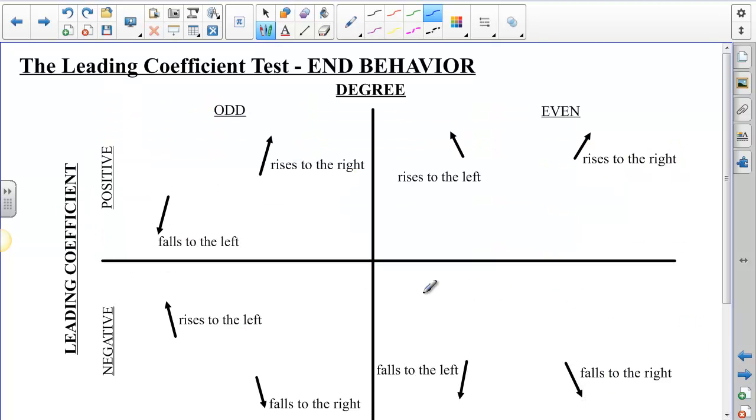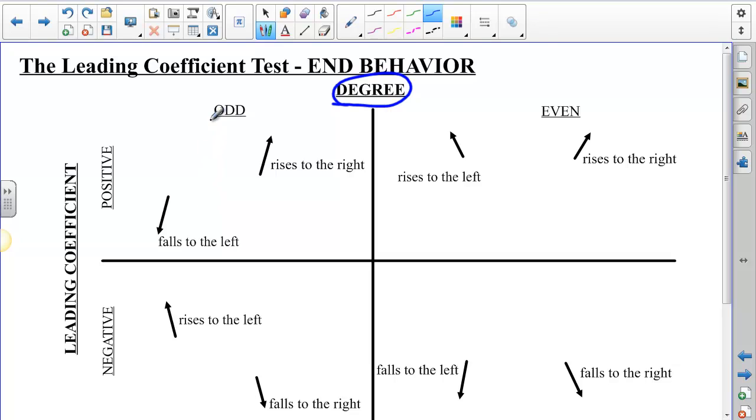As I said earlier, the degree and leading coefficient tells us some things about the end behavior of the polynomial. And this is a little table you should remember from last year in Algebra 2. Basically, we're looking at the degree up here, and we have an odd degree column and an even degree column. And then we have leading coefficients. We have positive on top and negative on the bottom.